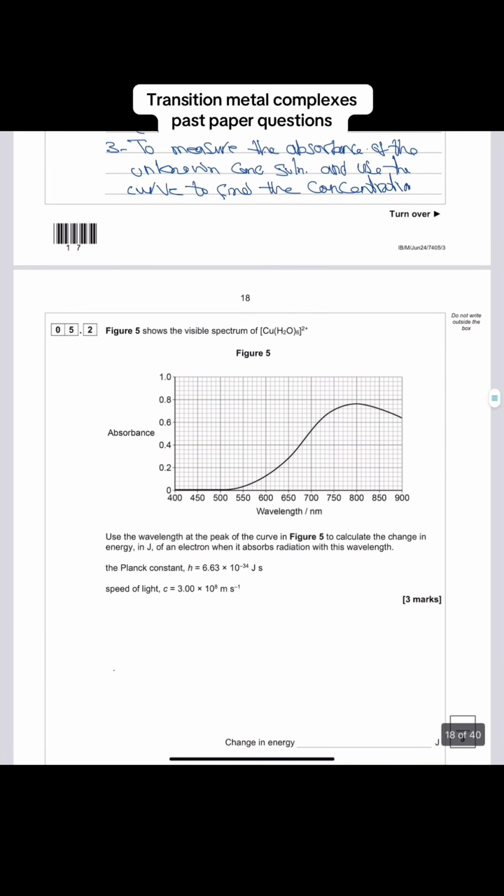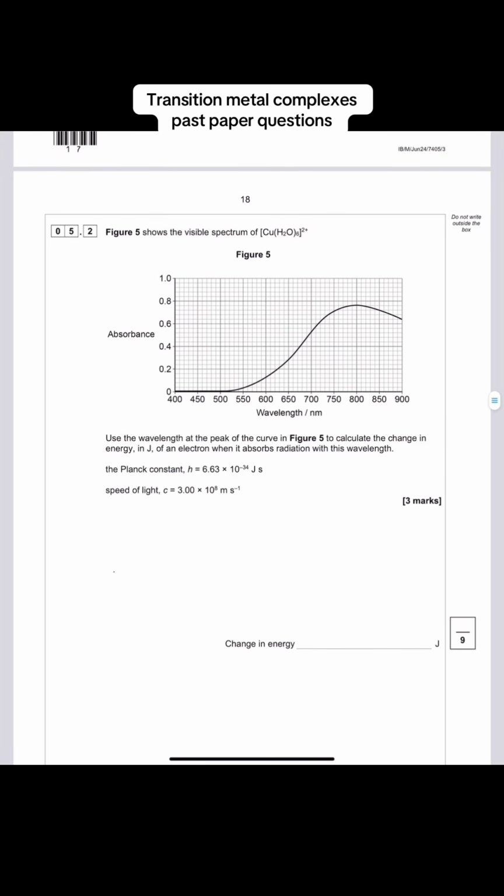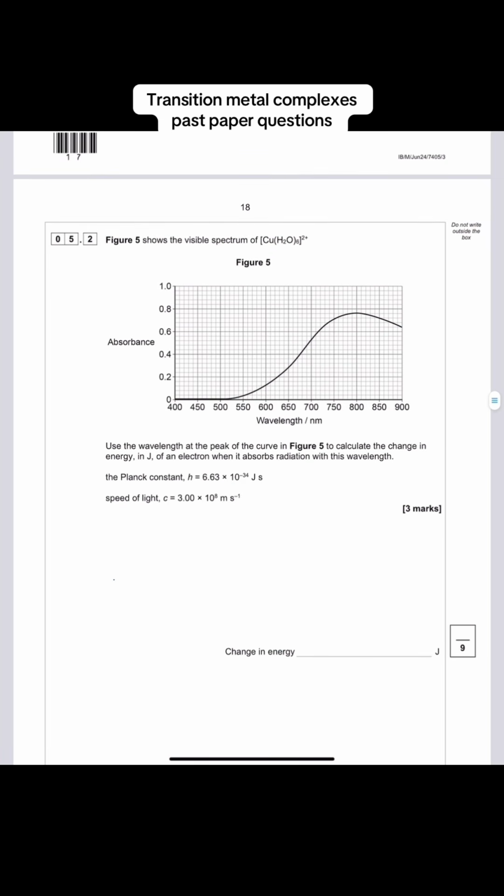And the second question related to this one is about the visible spectrum of the aqua ion of copper 2+. Use the wavelength at the peak of the curve. Normally when we do colorimetry, we measure the absorbance at the wavelength of maximum absorbance. When you look at this curve here, this is the maximum absorbance, this is the peak, and this is the corresponding wavelength. So this is the wavelength we are going to use in colorimetry.